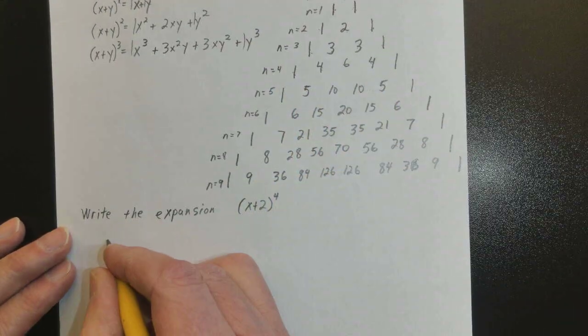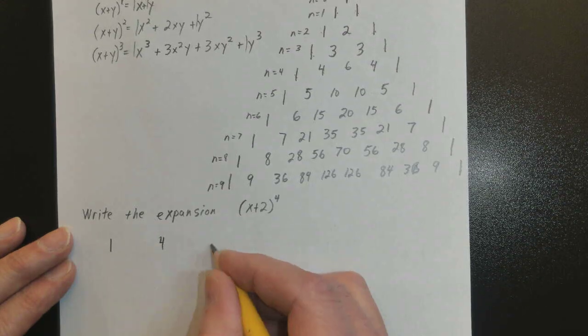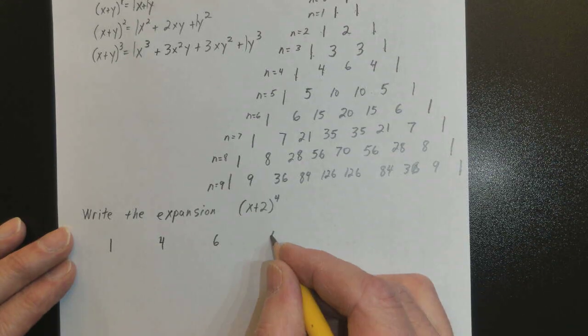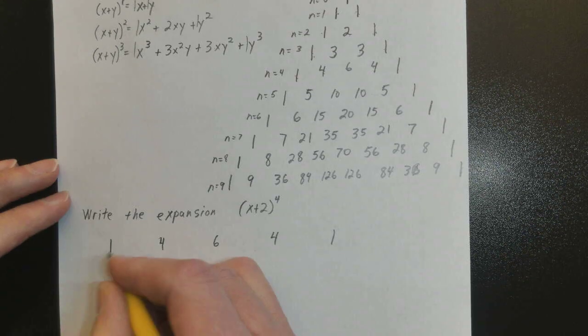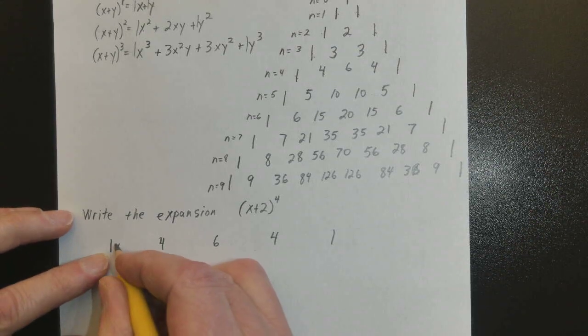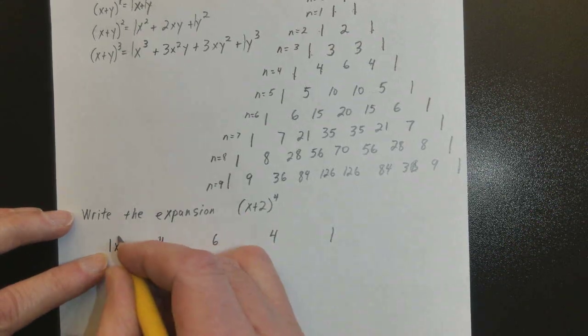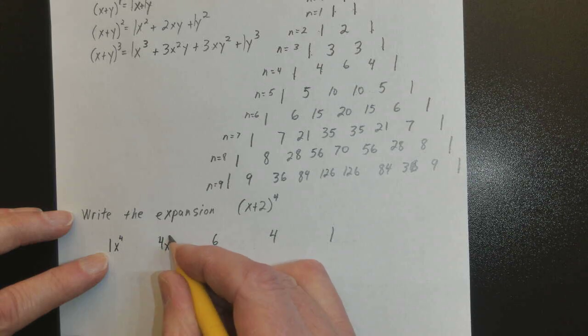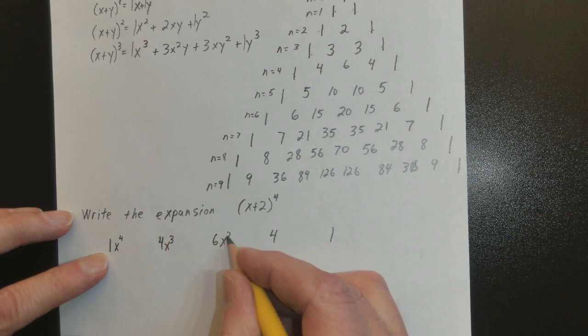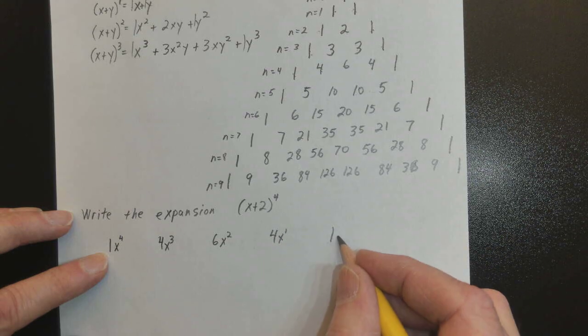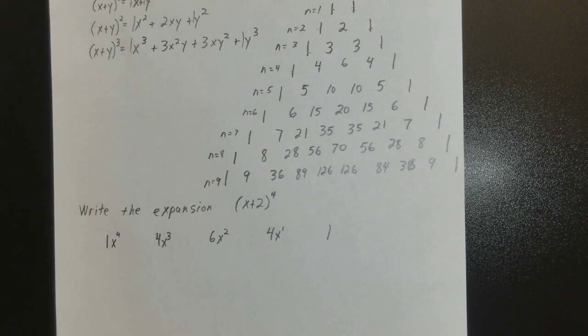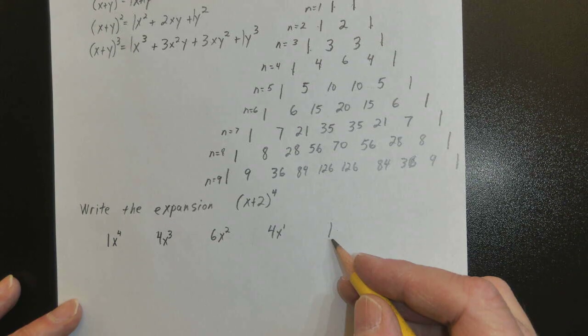I'm going to leave some space here. 1, 4, 6, 4, 1. These are my coefficients initially. And then I do my powers of x. The first one starts at x to the 4th, x to the 3rd, x to the 2nd, x to the 1st, and x to the 0, which is 1, right? You could write x to the 0, but I'm not going to.